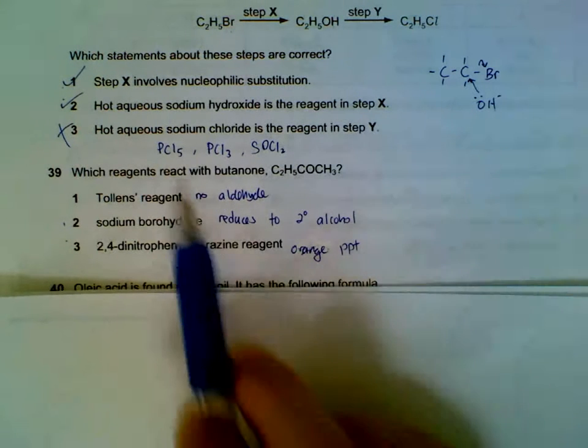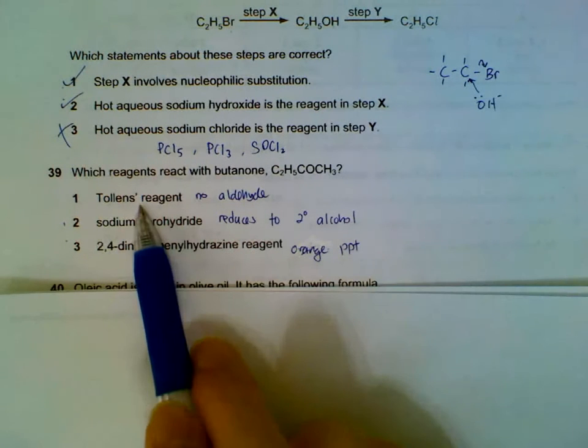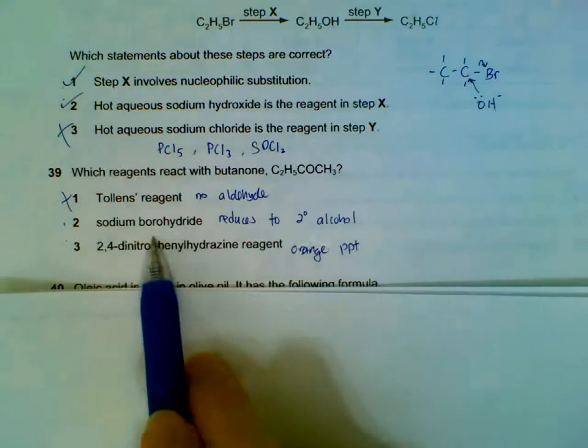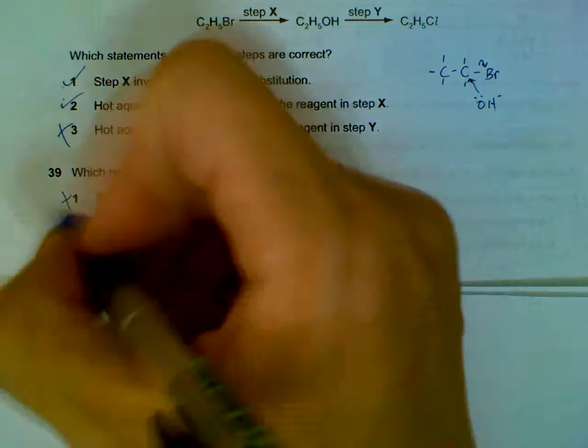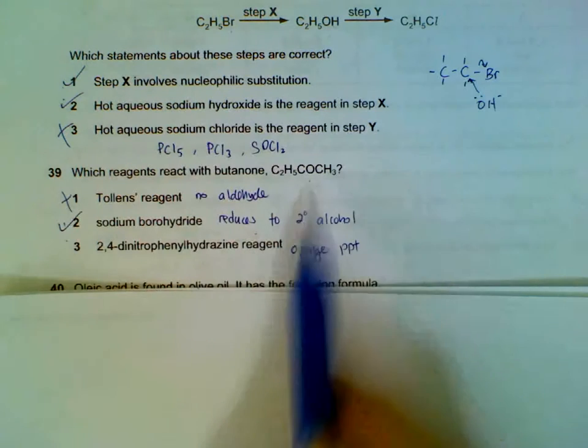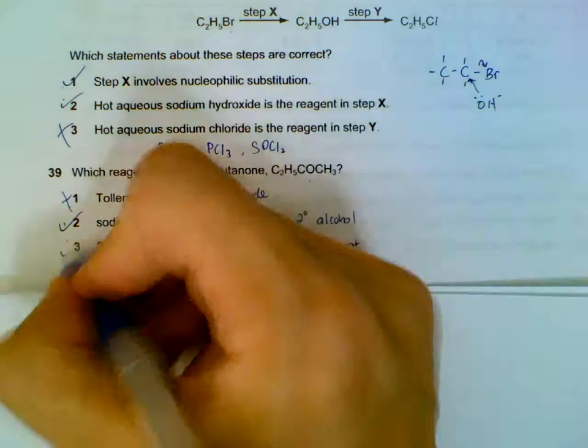(39) Which one reacts with butanone? Tollens reagent reacts with aldehyde, not ketone. Sodium borohydride, reducing agent, it will reduce your butanone to alcohol, secondary alcohol. And because of the carbonyl group, you expect 2,4-DNPH to react also.